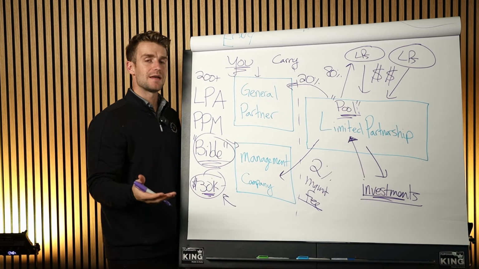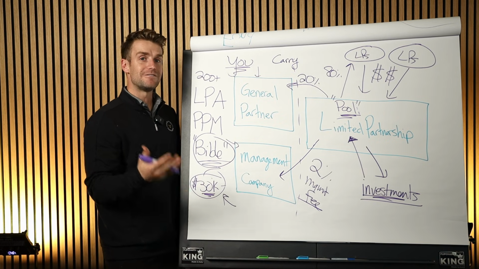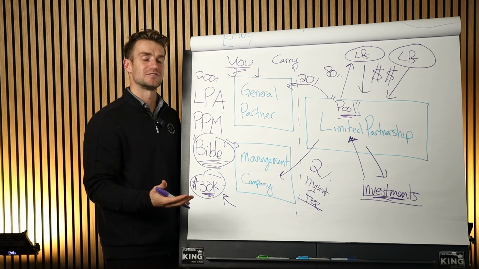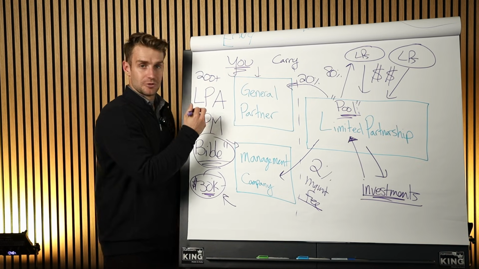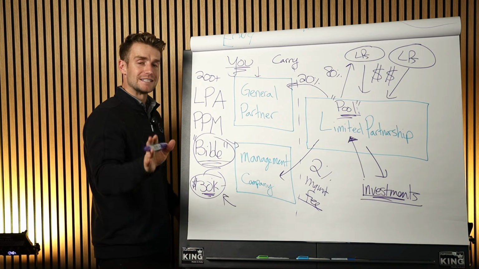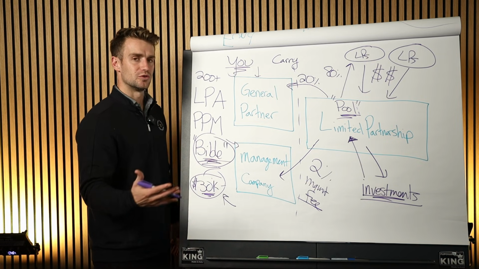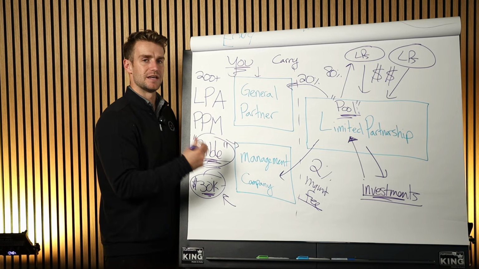If you're Jim Simons, I think he did a 45-55 split with investors because he had one of the most successful hedge funds of all time. You write that in your LPA and PPM. You get to decide. But once it's written in the quote-unquote Bible, you need to follow the rules of your LPA and PPM, your Bible.